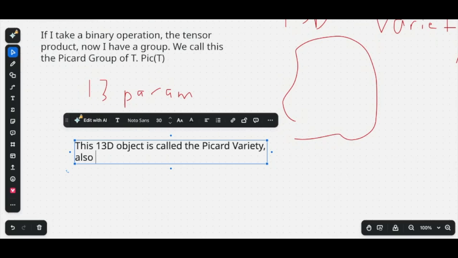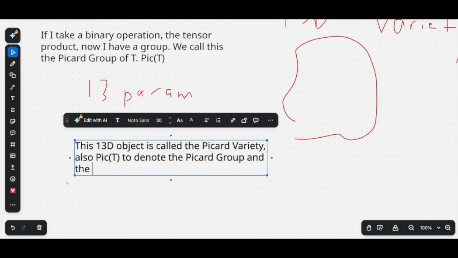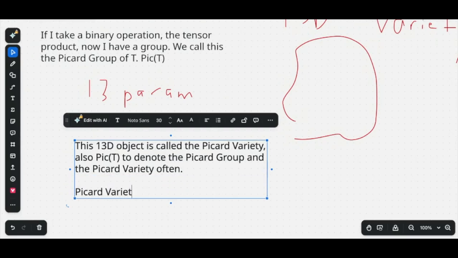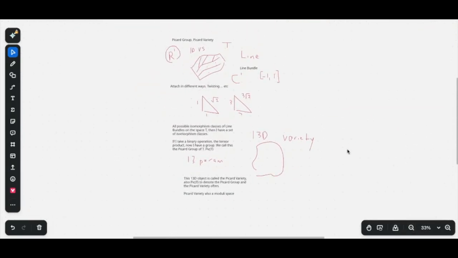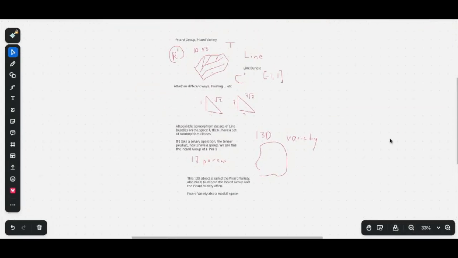Also, people use PIC to denote the Picard group and the Picard variety often. Yeah. Now you probably noticed that the Picard variety is also a moduli space. Picard variety, also a moduli space. And yeah, there you have it. That is the Picard group and Picard variety.